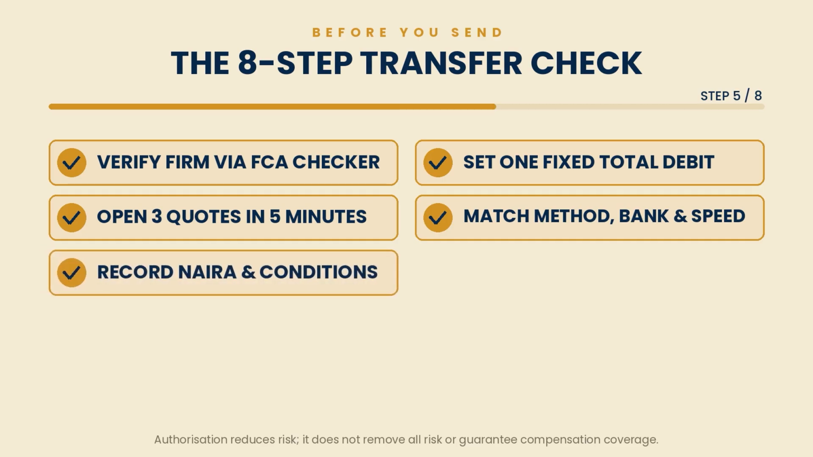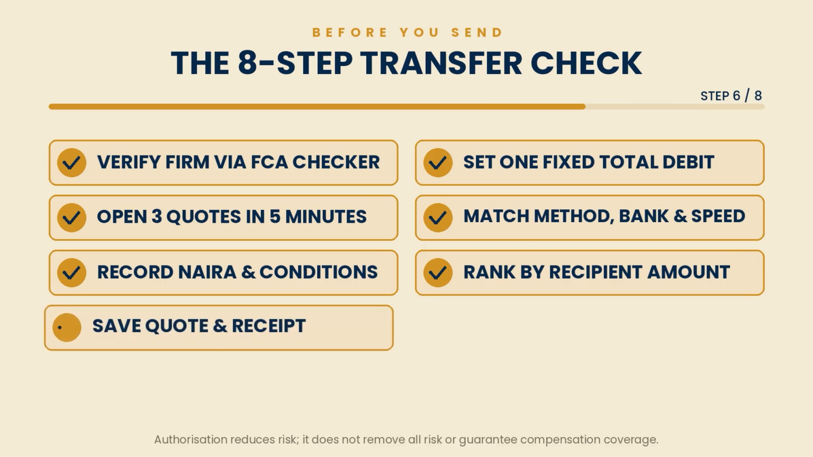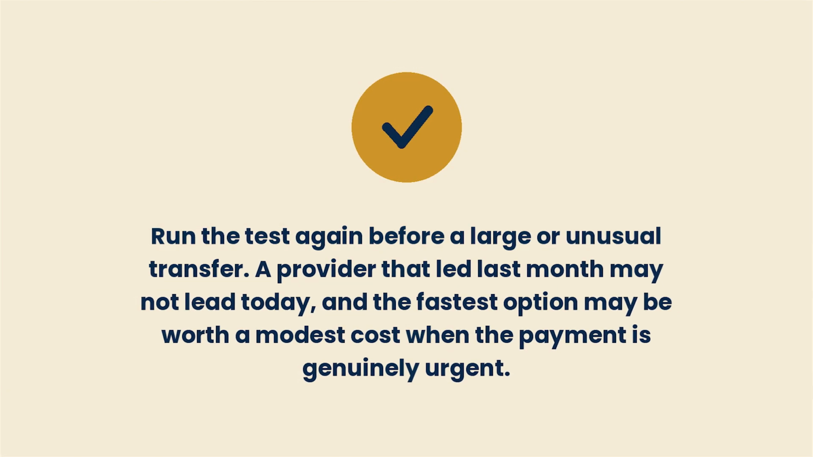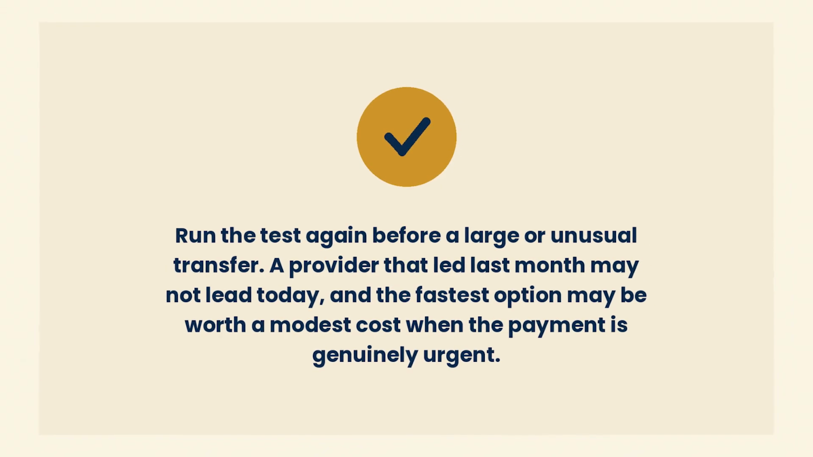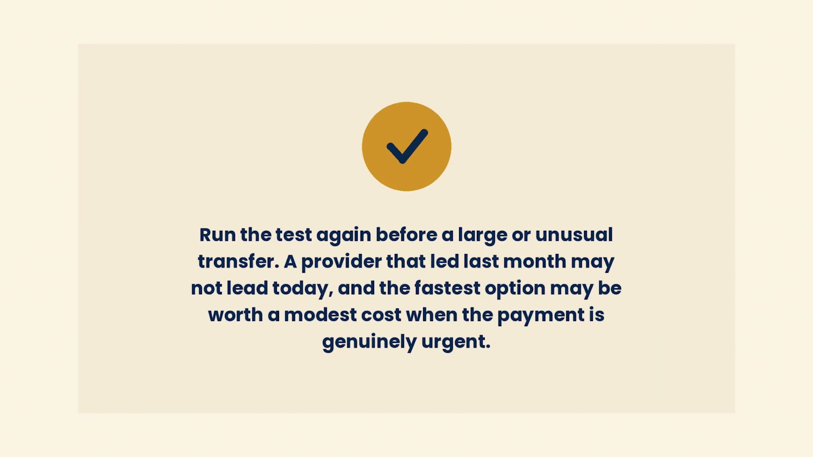Fifth, write down the naira the recipient gets and every disclosed condition. Sixth, rank by recipient amount. Then use speed, reliability, and support as tiebreakers. Seventh, save the pre-transfer quote and the final receipt. Eighth, ask the recipient to confirm the amount actually credited without posting private details publicly. Run the test again before a large or unusual transfer. A provider that led last month may not lead today, and the fastest option may be worth a modest cost when the payment is genuinely urgent.